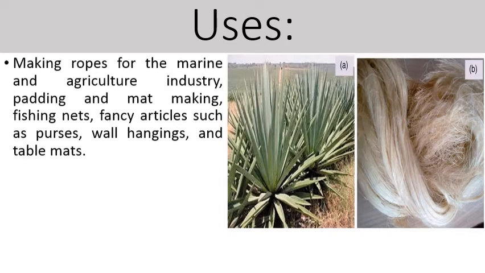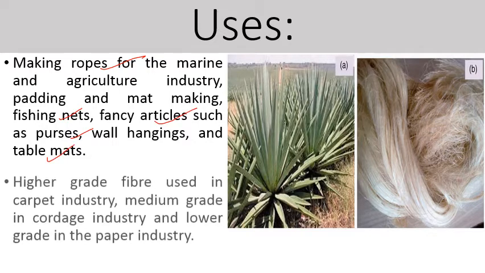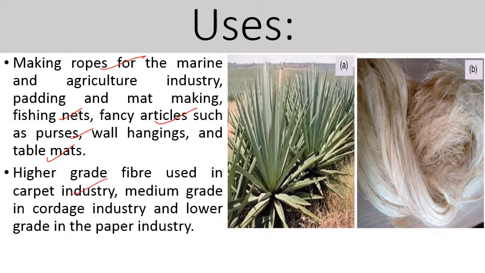The fiber is used for making ropes for the marine and agriculture industry, padding and mat making, fishing nets, fancy articles such as purses, wall hangings, and table mats. High grade fiber is used in carpet industry, medium grade in cordage industry, and lower grade fiber is used in paper industry.